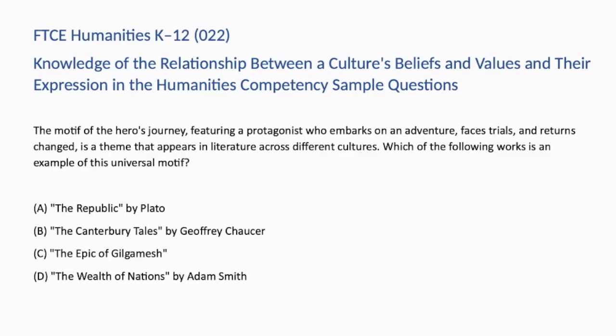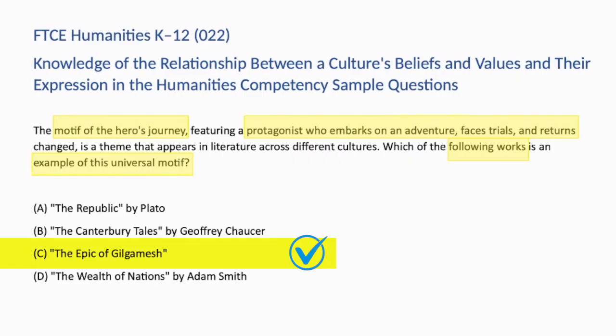So in this question, we're choosing the work that shows an example of the motif of the hero's journey. A. The theme of the Republic is justice. B. There are several motifs in the Canterbury Tales, including romance, fabliaux, or obscene humor, and the variety of women's viewpoints in medieval society. No hero's journey here. Let's jump to D. The Wealth of Nations is a non-fiction text pertaining to ideas regarding economics. The correct answer is C.